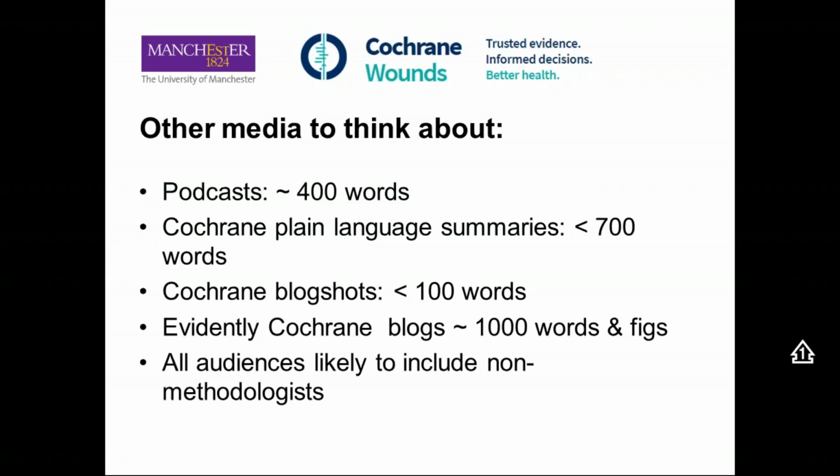Cochrane blogshots are a really interesting way of disseminating work to people who perhaps don't have very much time, and they're extremely short, under 100 words. Evidently, Cochrane blogs are great as a means of disseminating a network meta-analysis because you have the space and the freedom to use figures, which you don't have in the other media. But for all of these, your audiences are likely to include or to be entirely comprised of non-methodologists. So it's very important to apply the same principles as you would with the podcast.